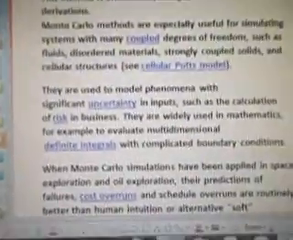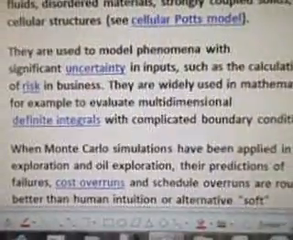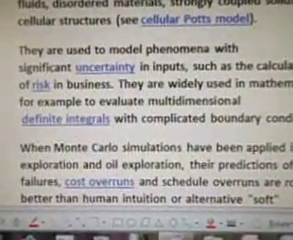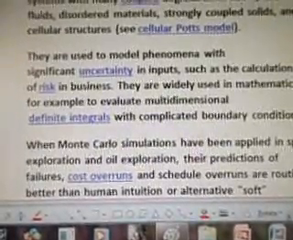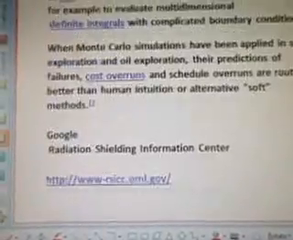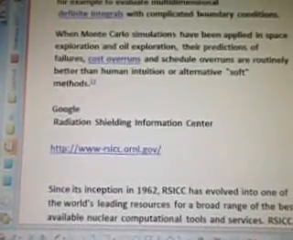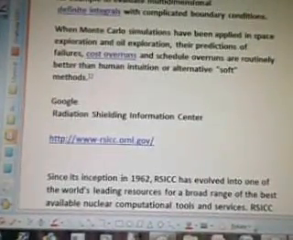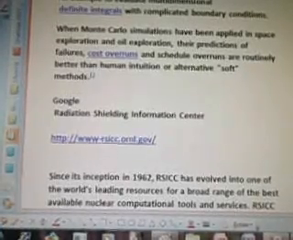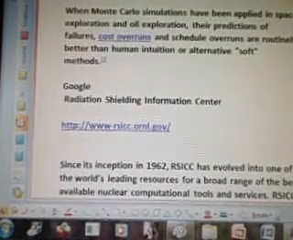They're used to model phenomena with significant uncertainty in inputs, such as the calculation of risk in business. They are widely used in mathematics, for example, to evaluate multidimensional definite integrals with complicated boundary conditions. When Monte Carlo simulations have been applied in space exploration and oil exploration, the predictions of failures, cost overruns, and schedule overruns are routinely better than human intuition or alternate soft methods.